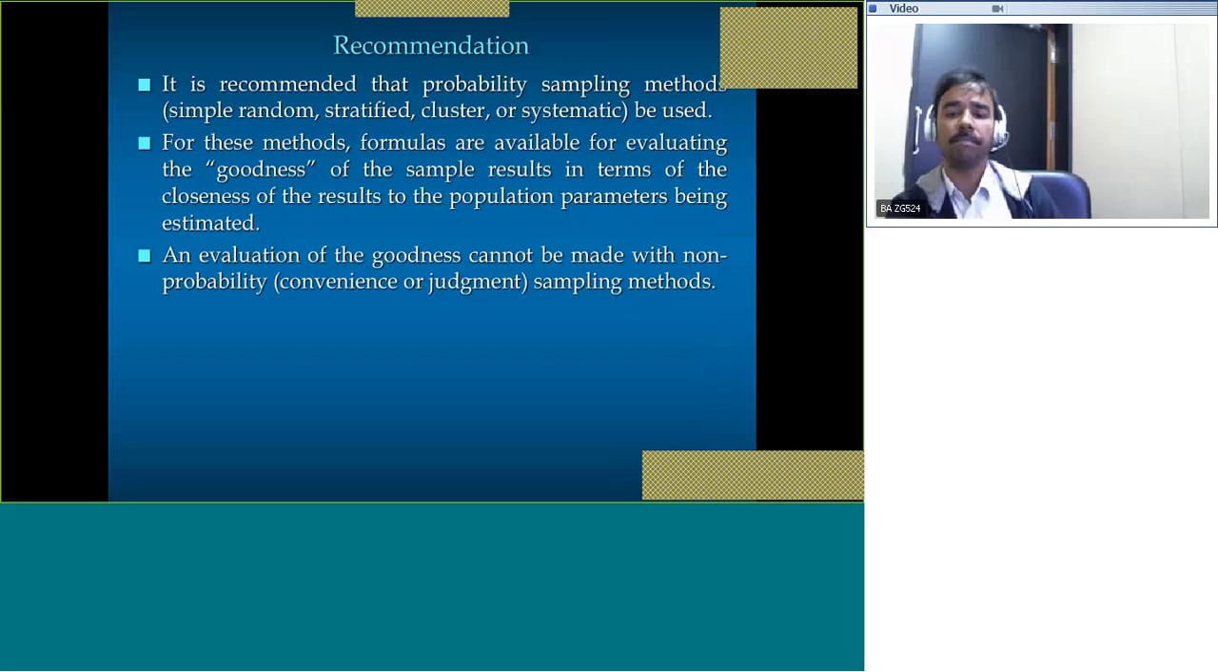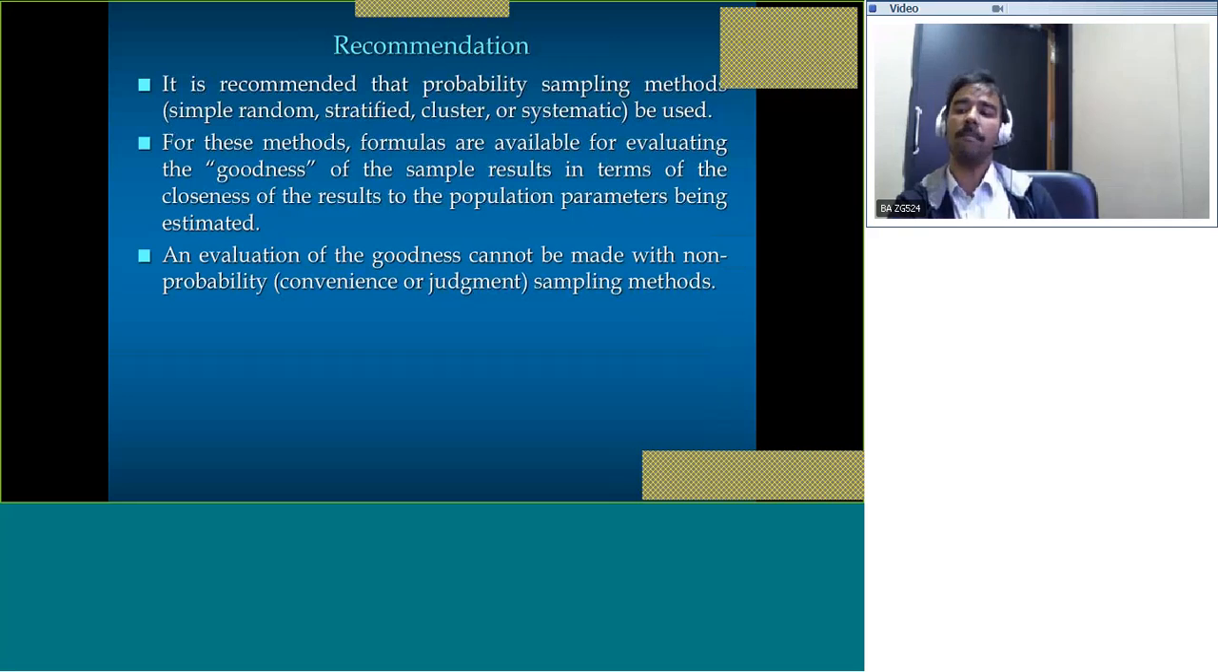So far, all these are probability sampling methods, whereas the other two are non-probability sampling methods known as convenience sampling and judgment sampling. Convenience sampling means we collect samples based on the convenience of the person. Similarly, judgment sampling relies on the expertise of the person. So he will select the experts and collect data from them.